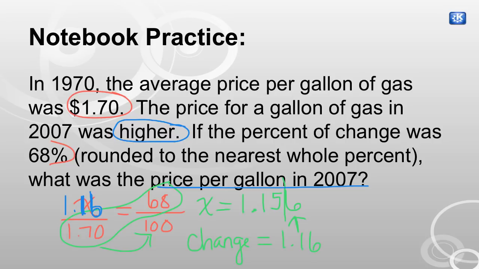And so to figure out my price per gallon, I have to think, in 1970 it cost $1.70. It increased by $1.16. That was our change. So in 2007, my answer is actually $2.86.